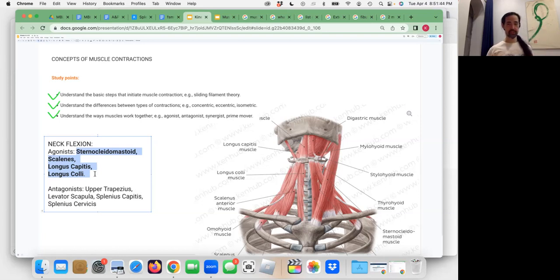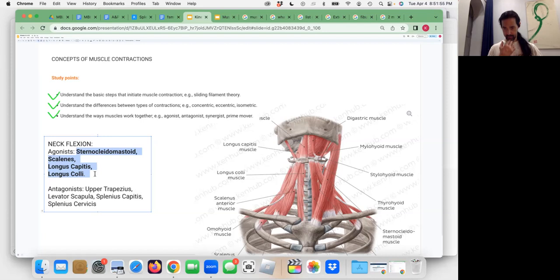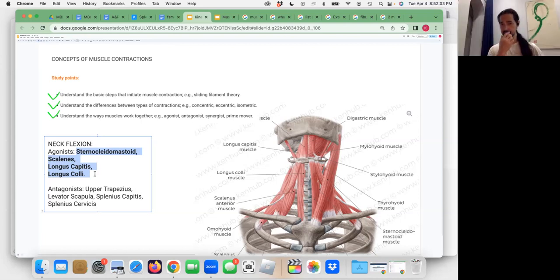And then which one is the prime mover, MINT? Is it the muscles in the front or the muscles in the back? If you're flexing the neck, is the prime mover in the front or in the back? In the front. The prime mover is always which one, the agonist or the antagonist? Yes, in the front. And the prime mover is always which one, MINT, the antagonist or the agonist?